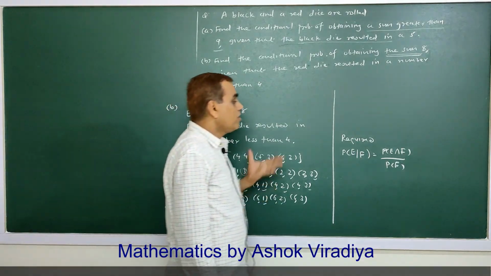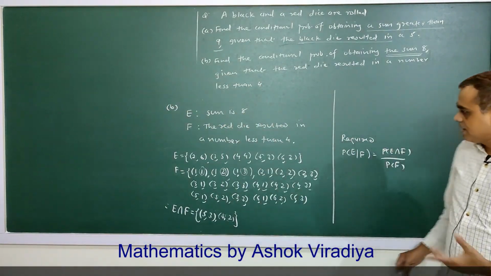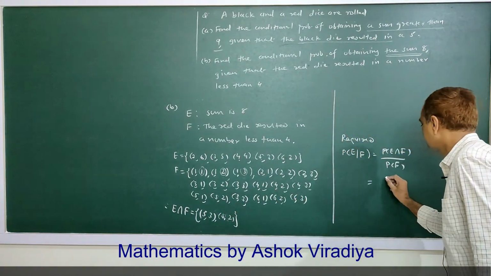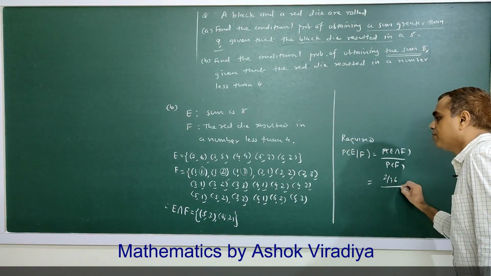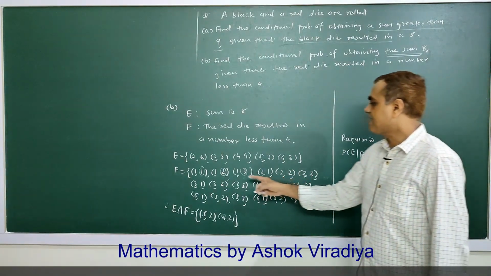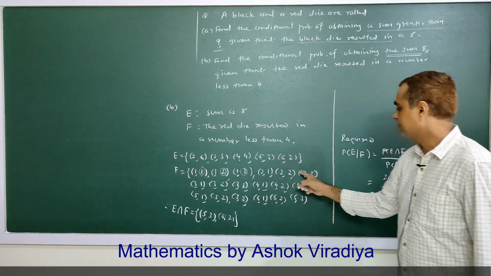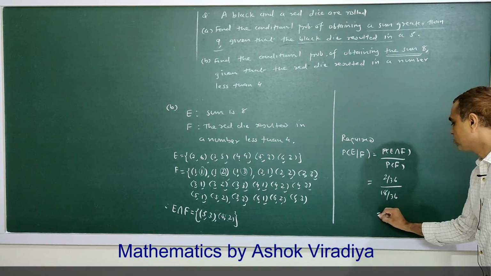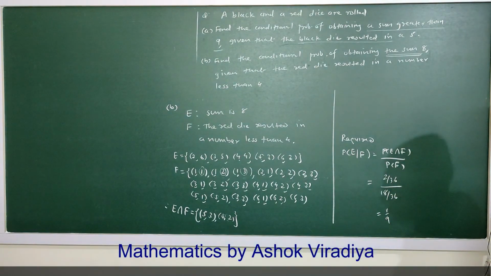So now the required probability is the probability of the intersection, that is 2 by 36, upon F, which contains 1, 2, 3, 4, 5, 6 into 3, that is 18 elements. So 2 by 36 upon 18 by 36, so this is 1 by 9.